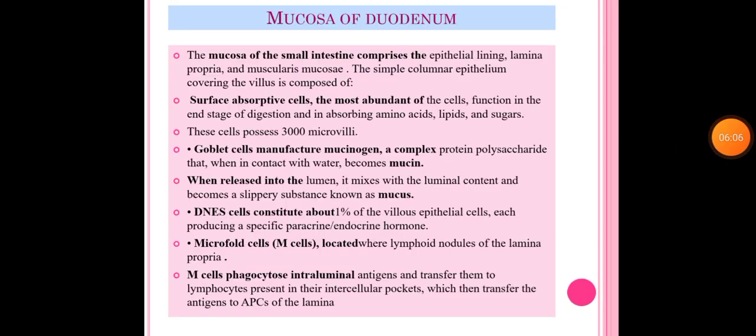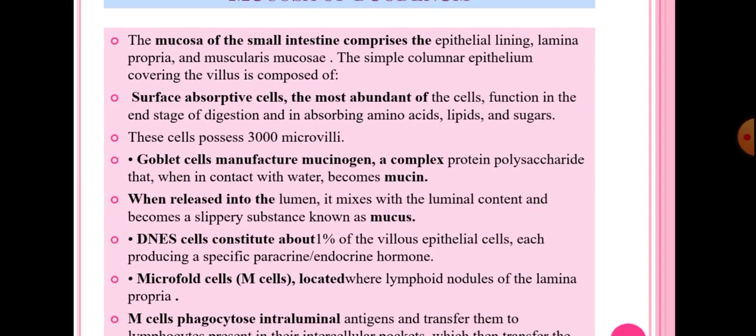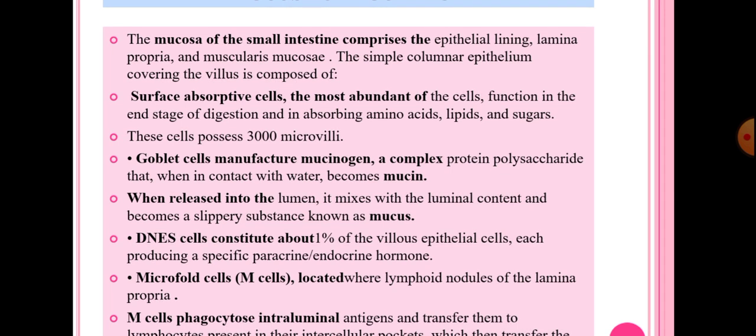So this is a specialty of the mucosa layer of the duodenum. You can see that the mucosa layer consists of three layers. This slide is very important. The mucosa lining is made up of the simple columnar epithelium, followed by the lamina propria and then the muscularis mucosa. So the lining of the duodenum is nothing but the columnar epithelium having the brush border to increase the area of absorption.